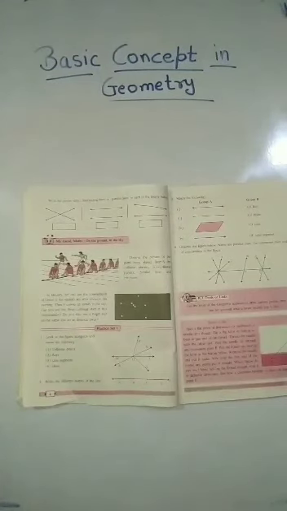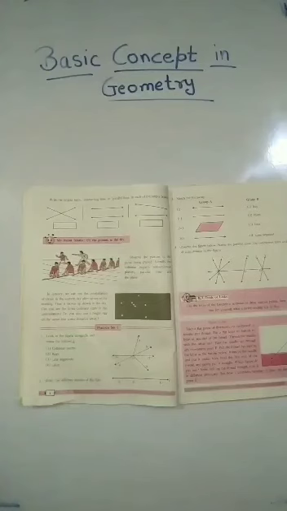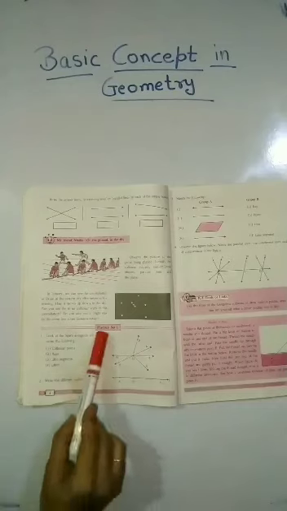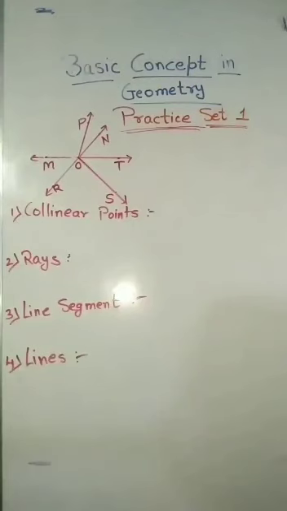Okay, now see the practice set 1. I hope it is clear with all the concepts, that is line, segment, ray, point, plane, non-collinear points, collinear points, parallel lines and intersecting lines. Now we will move to the practice set. If it is clear, then practice set 1 is very easy for you. Now the first question is, look at the figure alongside and name the following. Here you have to find the collinear points, rays, line segments and lines.